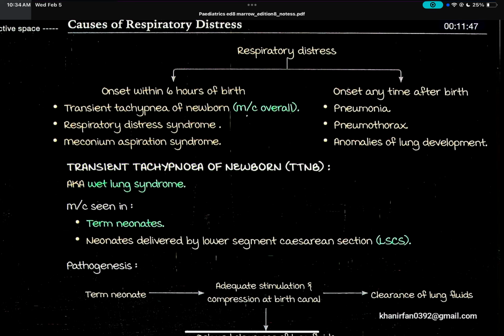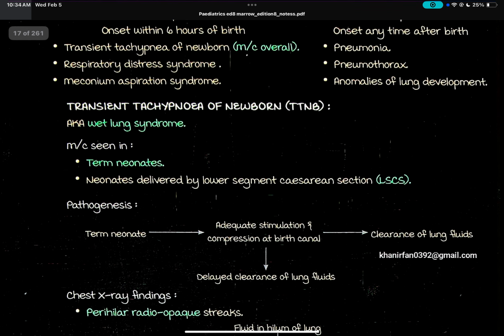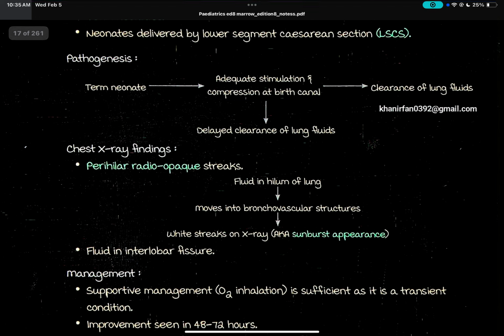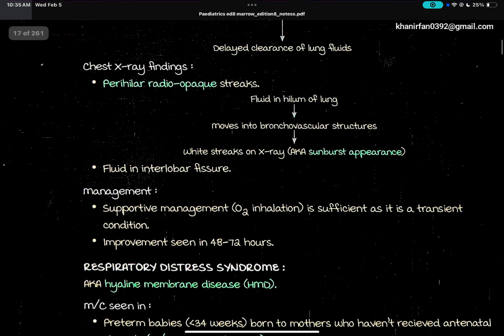Transient tachypnea of newborn, also known as wet lung syndrome, is most commonly seen in term neonates delivered by lower segment cesarean section. Pathogenesis: in term neonates, there is inadequate stimulation and compression in the birth canal, delayed clearance of the lung fluids, and because of that, this happens. Chest x-ray finding: you will see perihilar radio-opaque streaks. Fluid in the hilum of the lung moves into bronchovascular structures. White streaks on x-ray are also known as sunburst appearance. Fluid in the interlobar fissure.